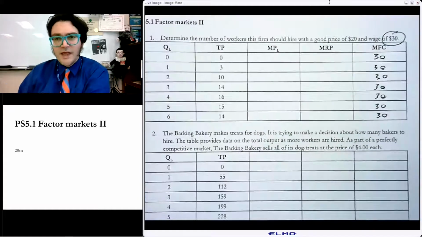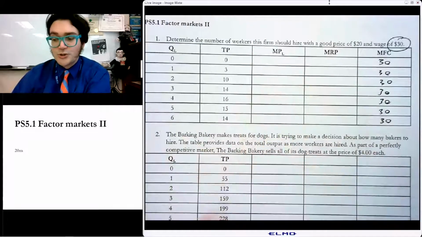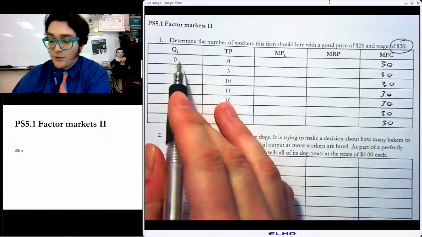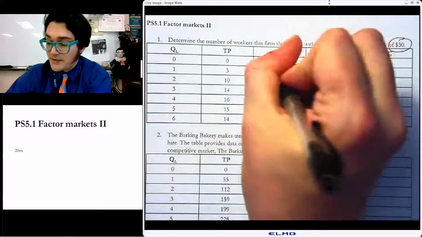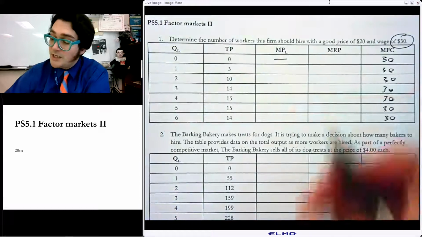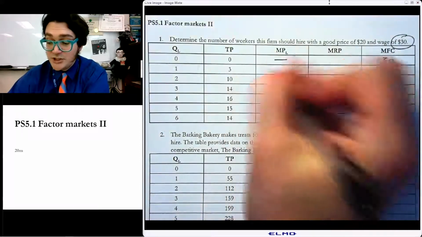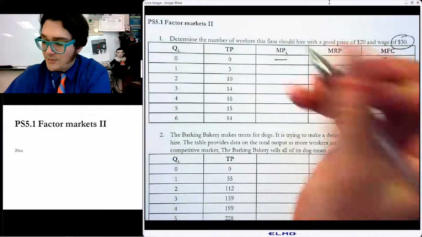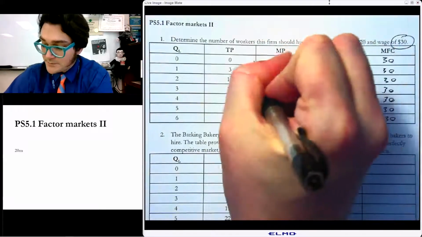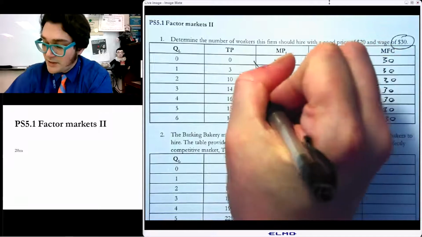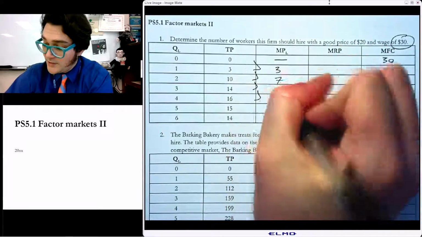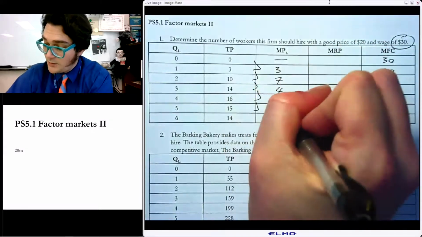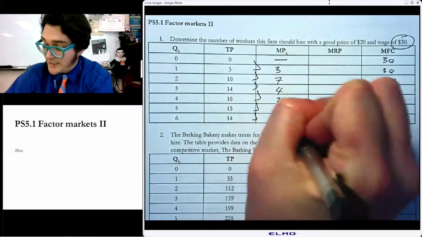Okay. Then the next step is to figure out marginal product of labor. If we have 0 workers and 0 total product, there's no marginal for that one. But for the first one, it's just the change. The marginal product of labor is the change in total product from an additional unit of labor. So we'd say 3, and then the change is 7, and then 4, and then 2, and then -1 and -1.